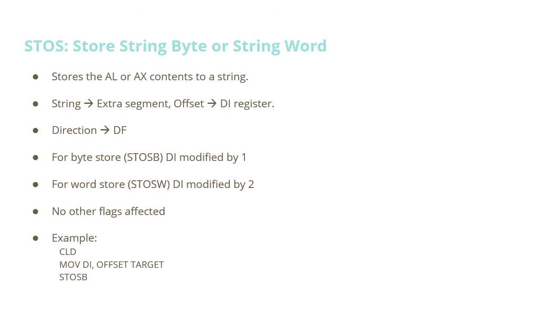Next instruction is MOV DI, offset target. That means the string to which it has to be stored is represented by the offset address given here as offset target, and that is now present in the DI register. So the ES:DI combination will indicate the memory location to which the string has to be stored. The instruction STOSB is given, which means to store the contents of the AL register into the location that is pointed to by the ES:DI pair.